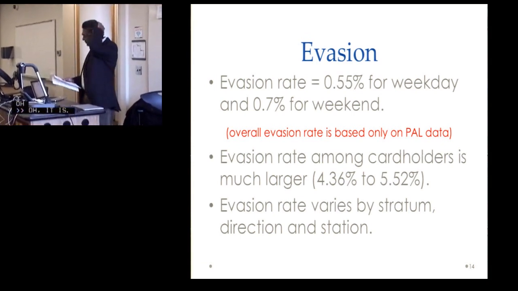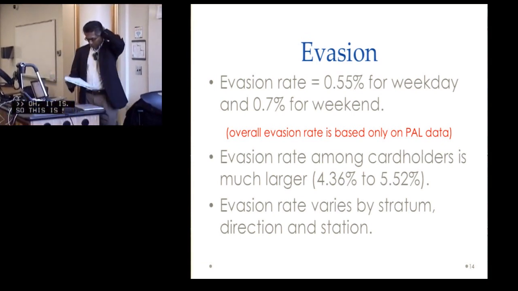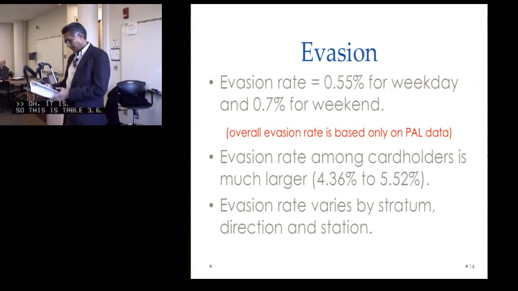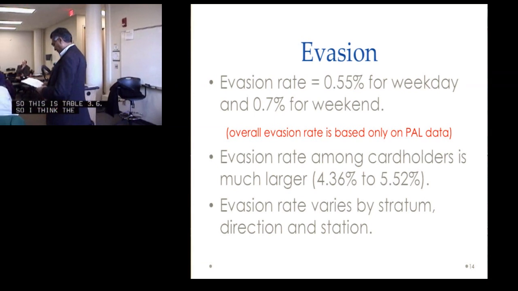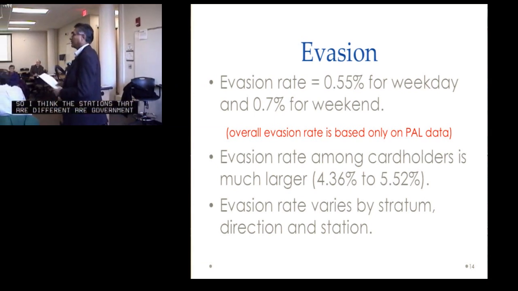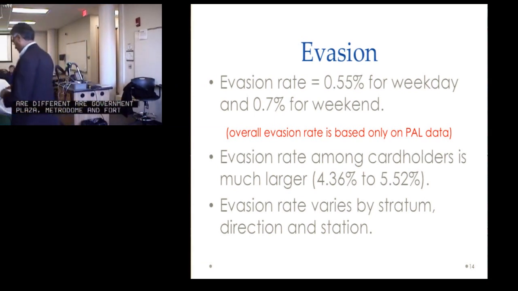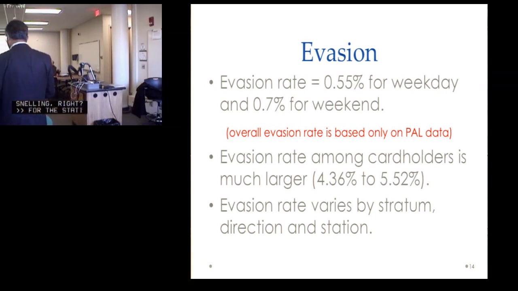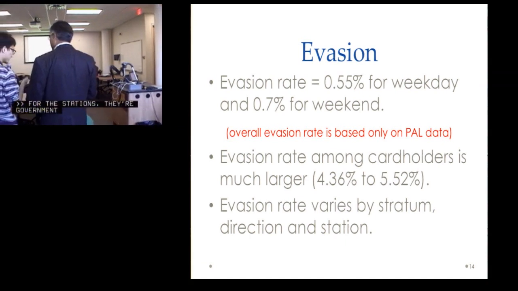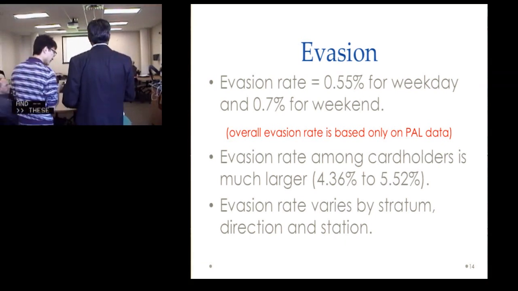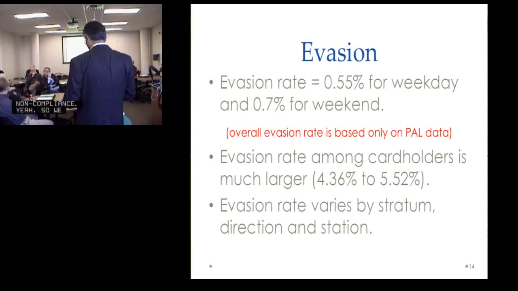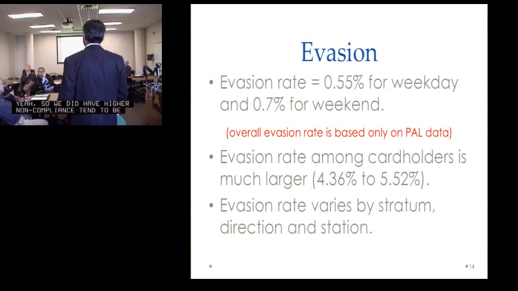So this is table 3.6. I think the stations that are different are Government Plaza, Metrodome, and Fort Snelling, right? For the stations, there are three positive: Government Plaza, Metrodome, and Fort Snelling. So these are higher non-compliance. Yes. So we did compare. The higher non-compliance tend to be Government Plaza, Metrodome, and Fort Snelling.